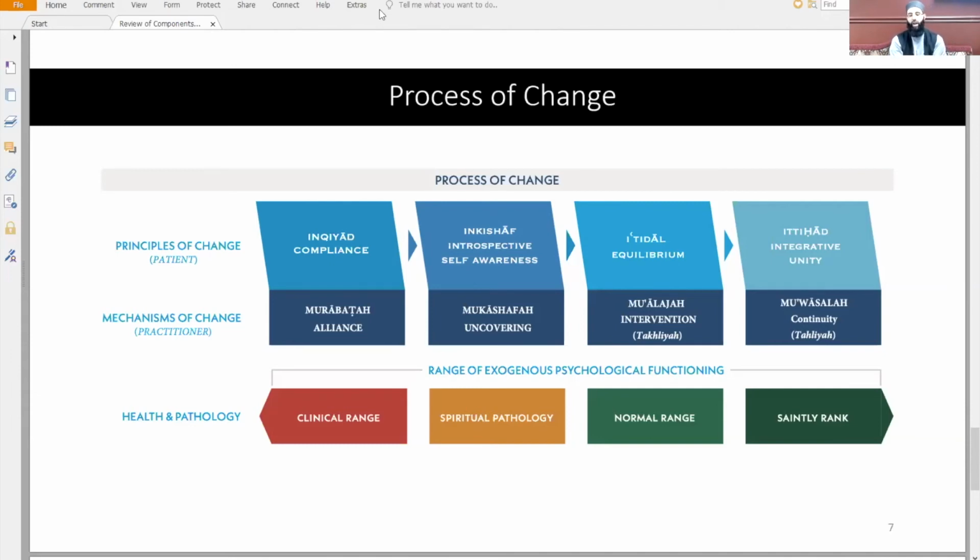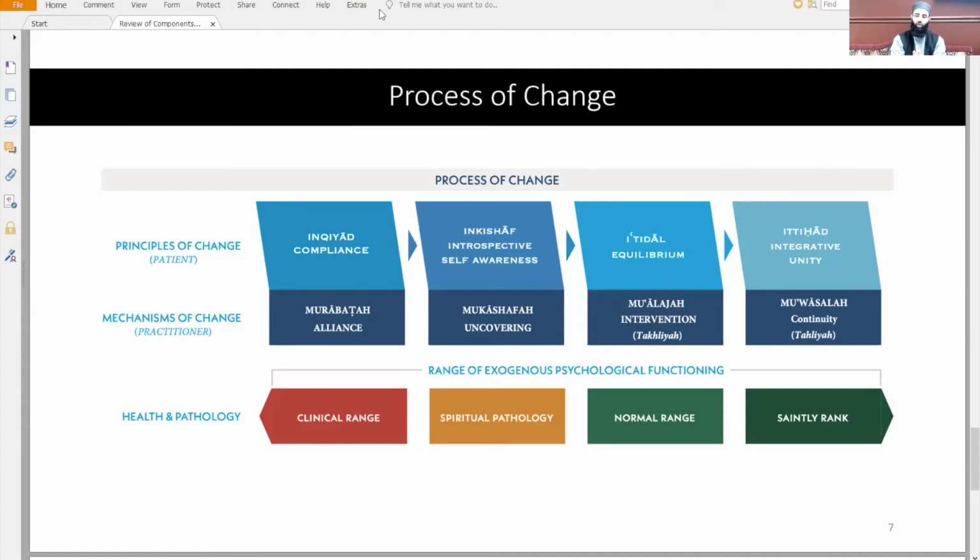Once we go through that, now we're prepared for a lot more of the directive interventions, and this is mu'alaja, right? Mu'alaja. So now we've engendered motivation and compliance from the patient. We've built the therapeutic alliance. We've made them aware of their intrapsychic tensions and what's going on. Now it's time for doing some more directive intervention.